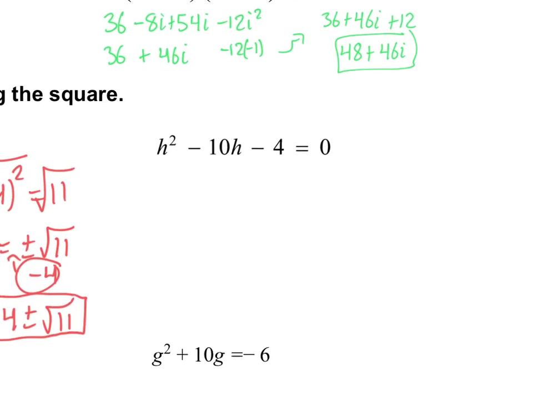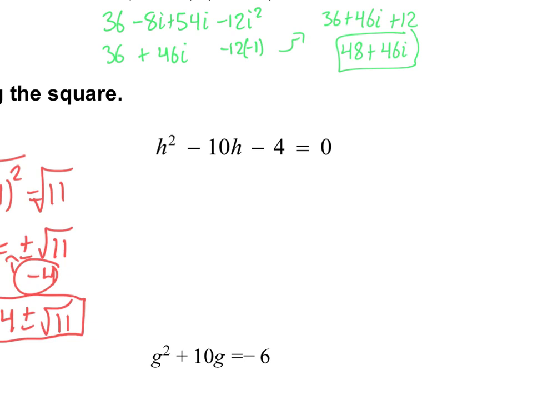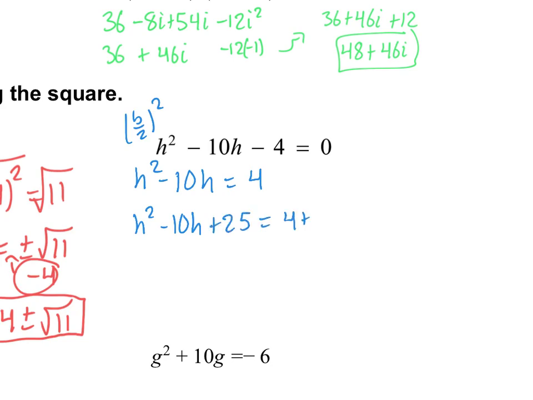So let's do the second one. Again, the first step has got to be to move that negative 4 over. Then I have to use this equation again, b over 2 squared, to get that missing c value. So negative 10 over 2 is negative 5, squared is going to be positive 25. So h squared minus 10h plus 25 equals 4 plus 25. These are the new things we're adding to both sides.